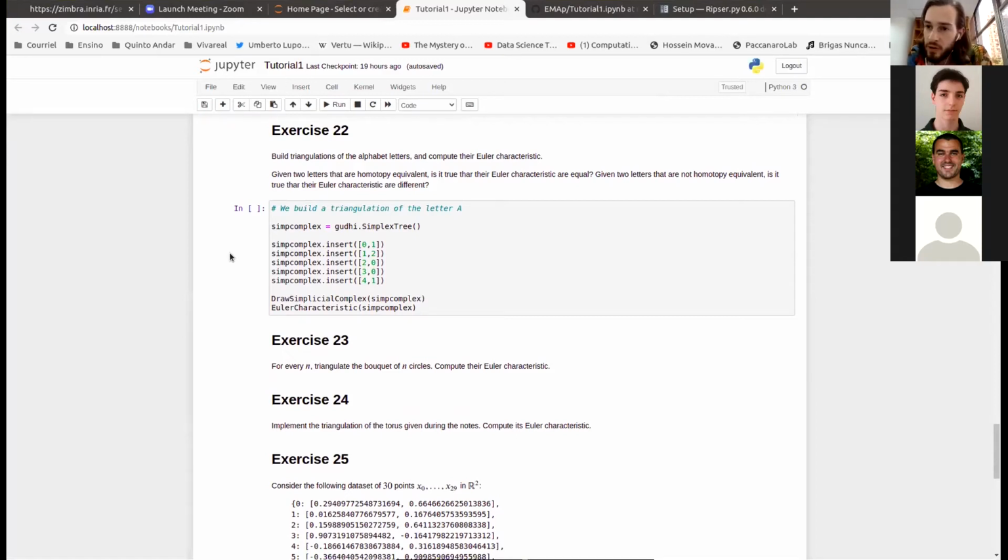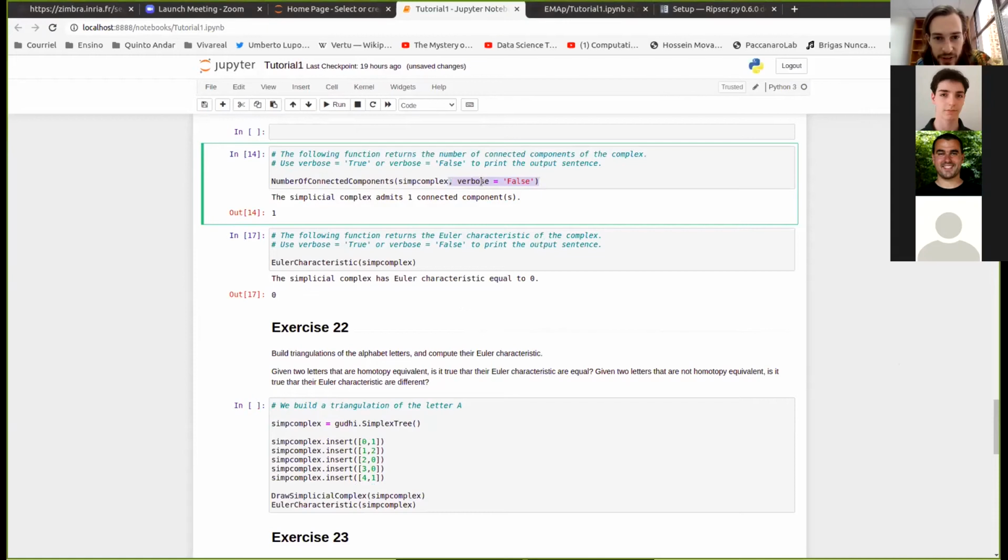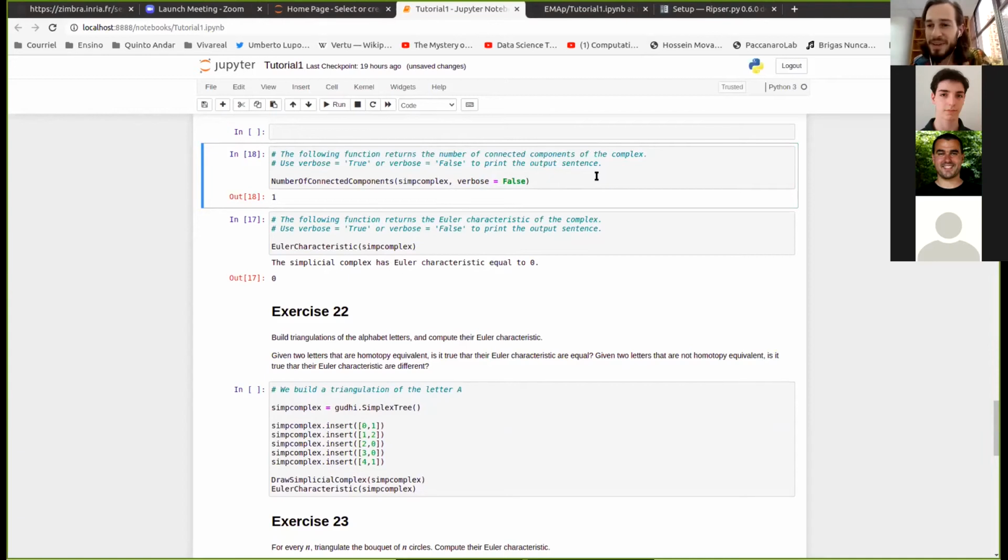So I will stay here to help people that need help. You can mute your computer so that you won't be disturbed by me. Oh, yeah. Thank you. Does anybody need help to install Gudhi or to run the code?